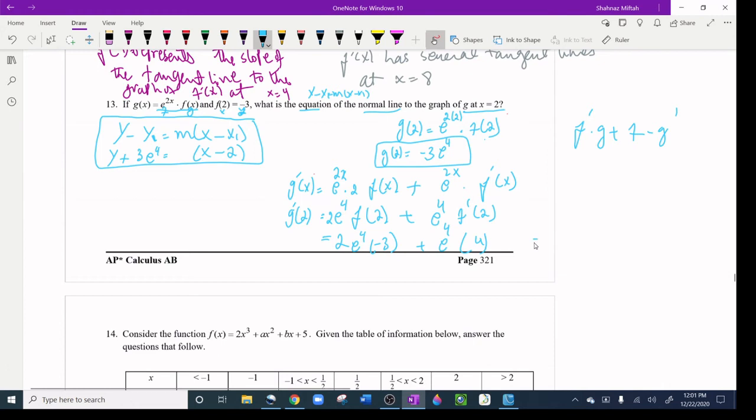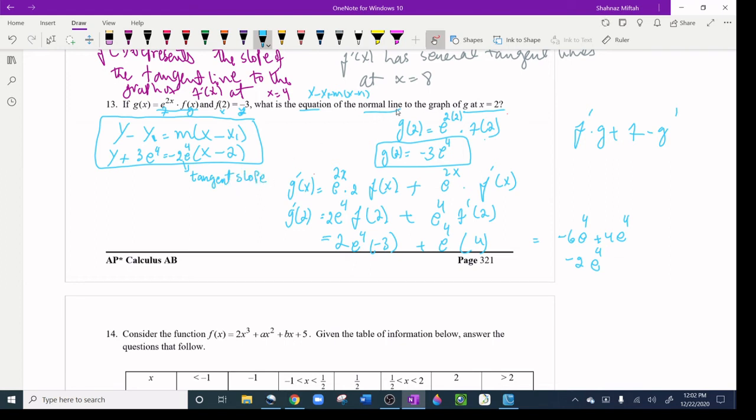Now I have to fix it around, equal negative 6e to the power 4 plus 4e to the power 4. Now e to the power 4, e to the power 4, they are same like terms. So I have to subtract 6 and 4. It's going to give me negative 2e to the power 4. So that's my slope, negative 2e to the power 4. And if you remember, this is my tangent slope because I took a derivative and I plugged in that 2 there. So that's my tangent slope.